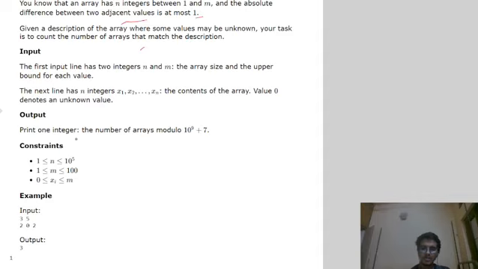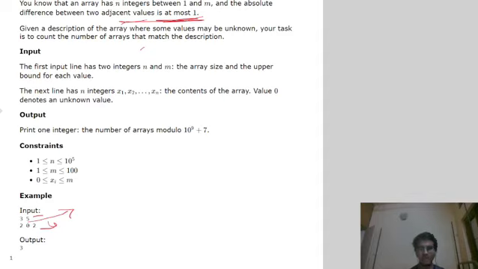So basically, in the first line, we are given two integers n and m, and after that, we are given n values x1, x2, x3, up to xn. The value 0 denotes that we do not know what the value can be. But according to the problem, the maximum difference between adjacent values should be at most 1. So how can we approach this problem?